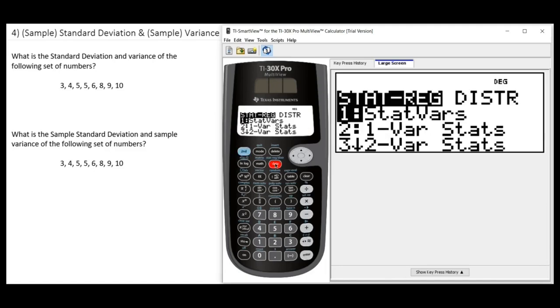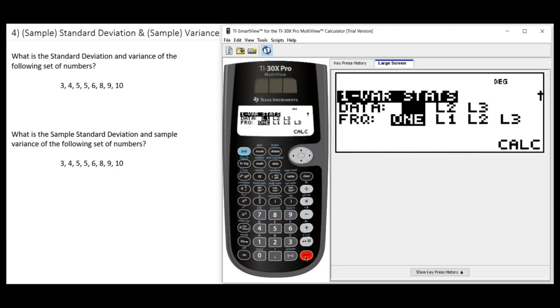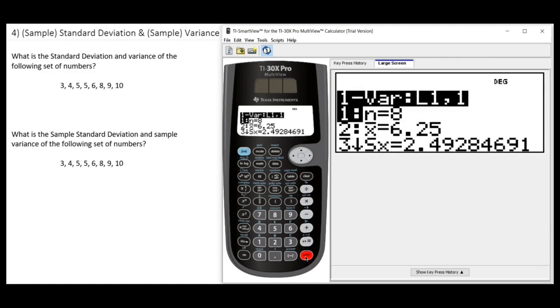So here we have Statistics. We can go to the bottom next to one variable statistics. And the reason why we have one variable statistics instead of 2 is because we only have one set of data. So now we press enter. Here we pick L1 because we entered the data into the first column. And the frequency here is 1. So now we press enter and then calculate.